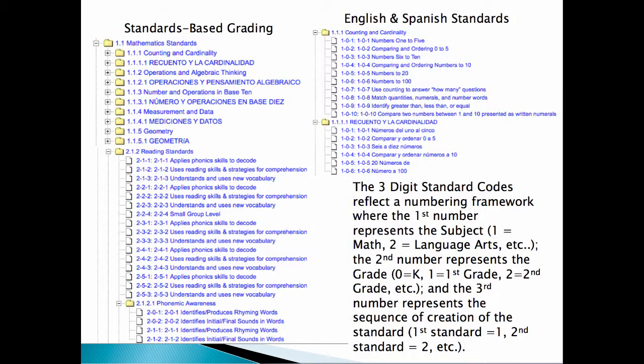The Educational Technology Department also created a framework for standards using a 3-digit coding system where the first number represents the subject, the second number represents the grade level, and the third number represents the sequence of the creation of the standard. For example, 201 is the first course section for Language Arts grade K. 132 is the second course section for Math grade 3.